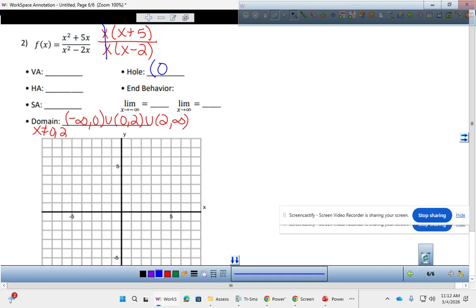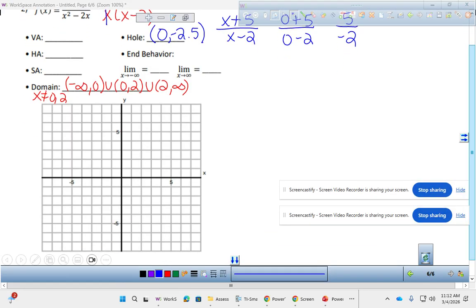To come up with the y value of the hole, I'm going to just write this equation without that x, and I'm going to plug 0 into it. So it's negative 2.5. What that's going to look like on my graph is an open circle at 0, negative 2.5.